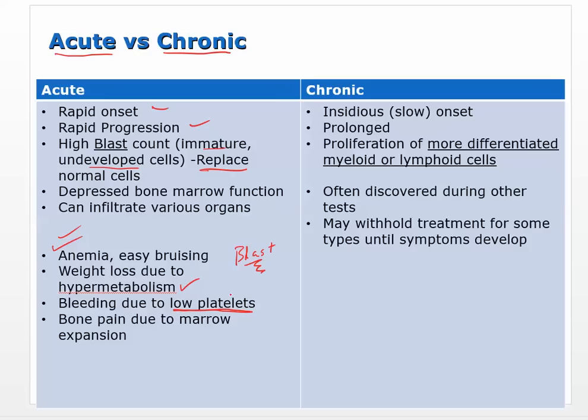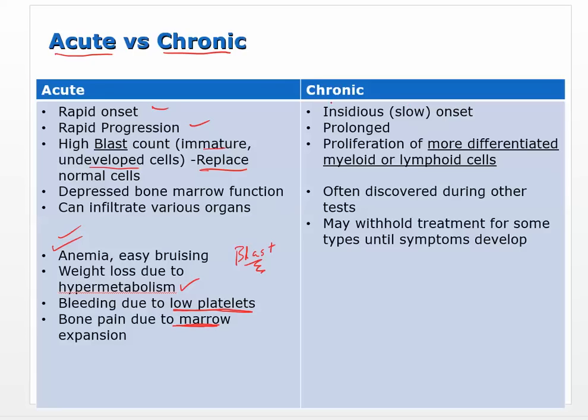Okay, bleeding due to low platelets, because remember, you're replacing other cell types. And so your platelet count will fall, which can increase bleeding. Bone pain due to marrow expansion. So you have overactivity of the bone marrow. So even though the functionality of the bone marrow is less in terms of producing normal cells, you still have the overactivity and you have the expansion. And that's going to push out on the bones. It's going to cause bone pain.